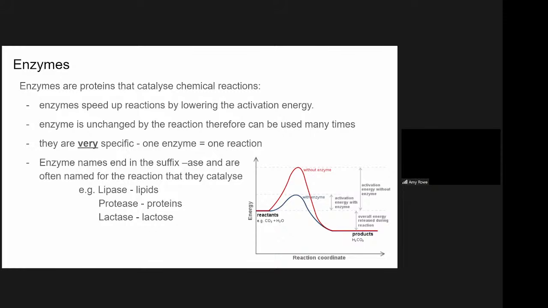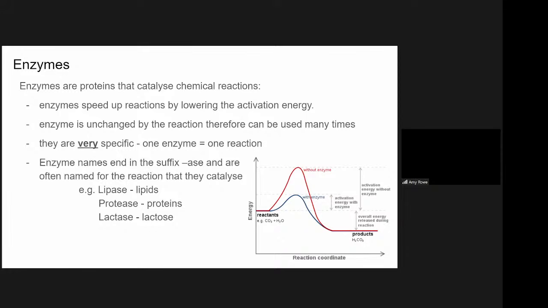Enzymes are proteins that catalyze chemical reactions. We know that enzymes speed up reactions by lowering their activation energy. They are biological catalysts. The enzyme is not changed by the reaction that it catalyzes, so it can be used many times. And enzymes are very specific for the reaction that they catalyze. So generally speaking, we say that one enzyme catalyzes one specific reaction.